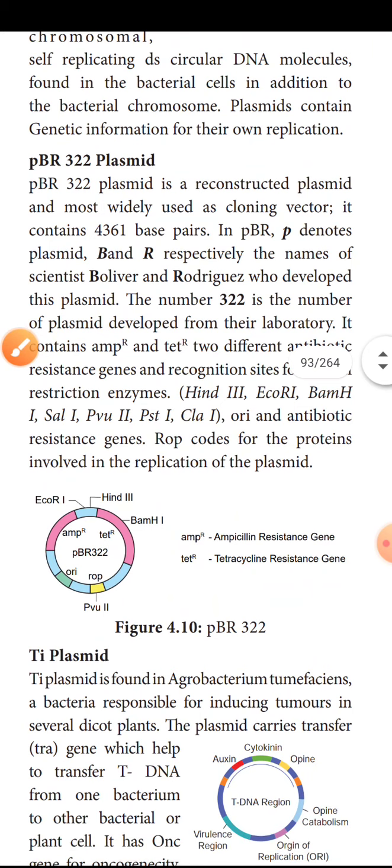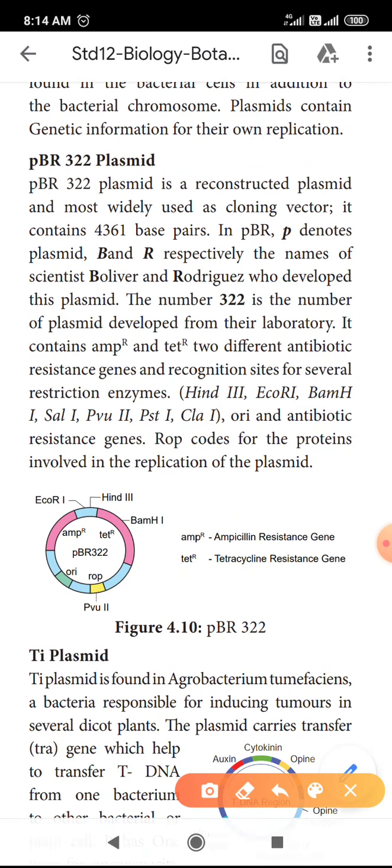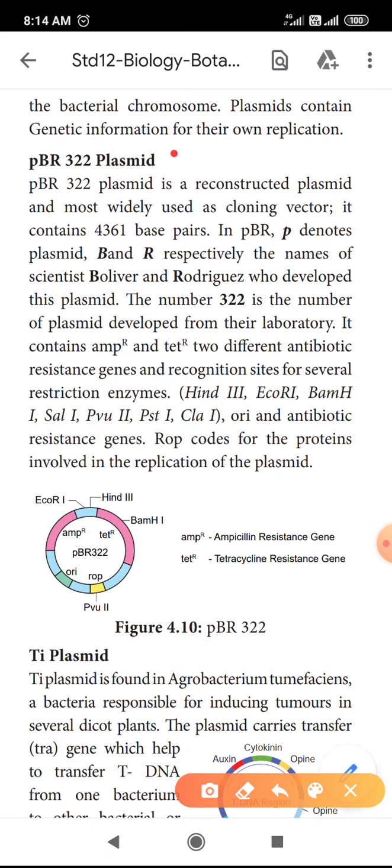First we see the pBR322 plasmid. It is a very important 5-mark question. Otherwise, the name description will be asked in the 3-mark question. pBR322 plasmid is a very important question. It is a reconstructed plasmid. It is an artificially made plasmid; scientists made this plasmid. It is a widely used cloning vector. The most widely used cloning vector is pBR322.